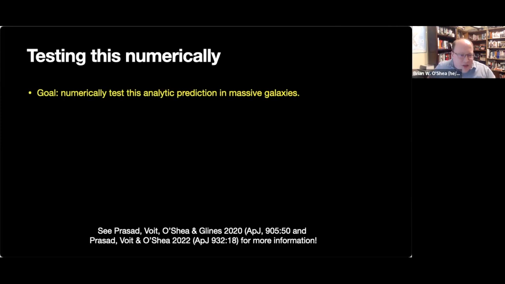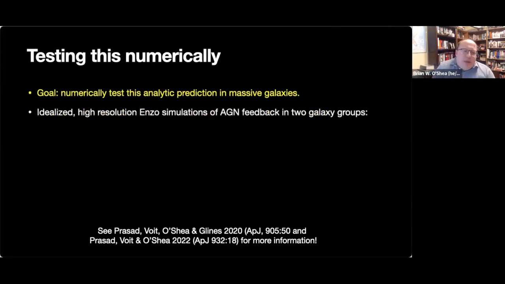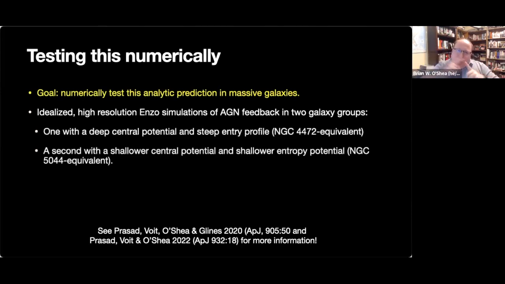I'm just going to go through this. What we do is we use the ENZO adaptive mesh code to do simulations of AGN feedback in 2 different galaxy groups, representing the extremes of this analytic prediction. One has a very deep central potential well and a steep entropy profile. A steep entropy profile means that the density of the gas falls off very rapidly, so your CGM is very broadly distributed already. There just isn't a lot of mass in the CGM close to the galaxy.